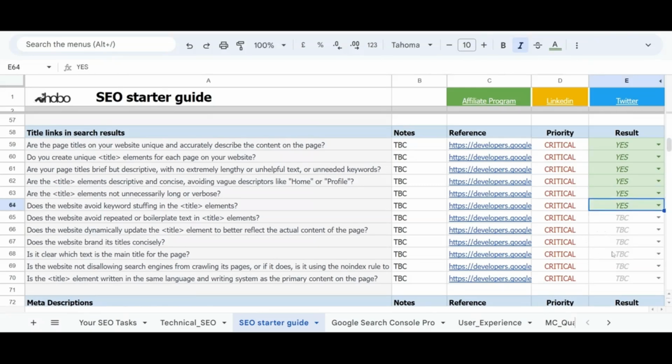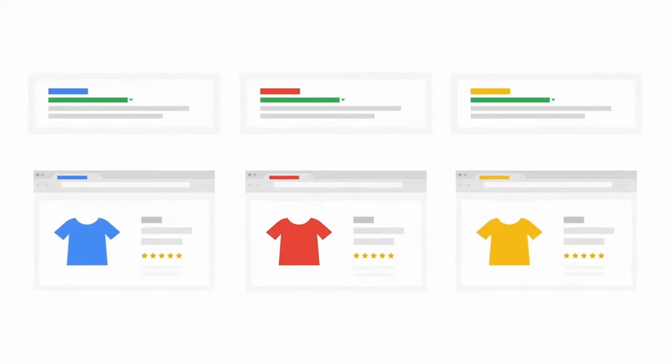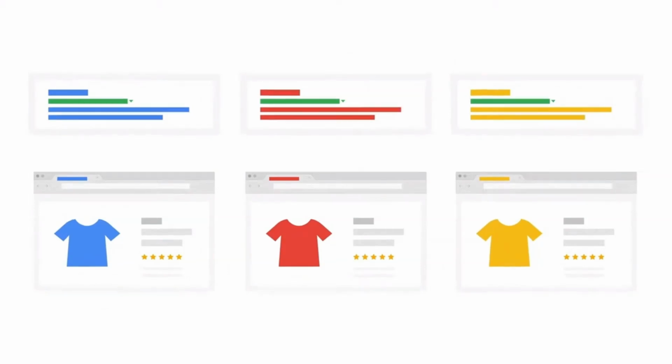Does the website avoid keyword stuffing in the title elements? Does the website avoid repeated or boilerplate text in title elements? Does the website brand its titles concisely? Is it clear which text is the main title for the page? Is the title element written in the same language and writing system as the primary content on the page?